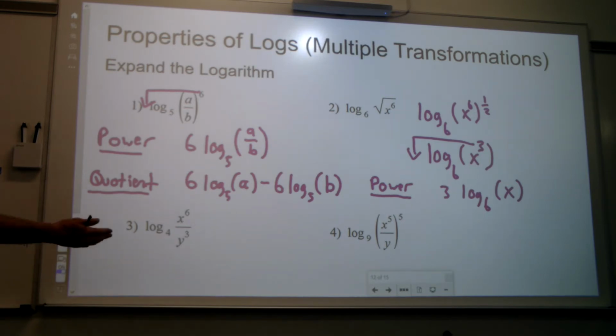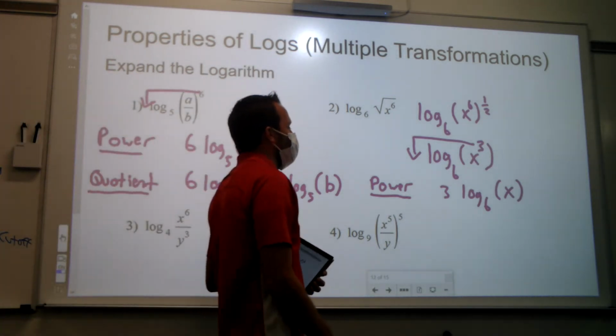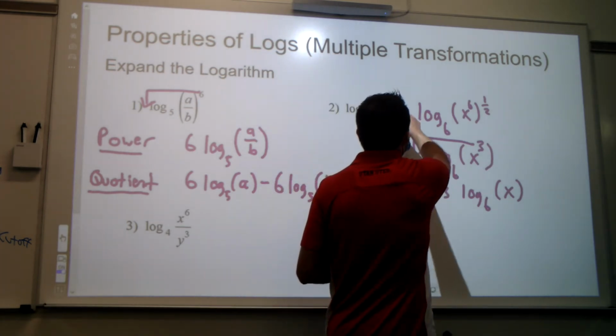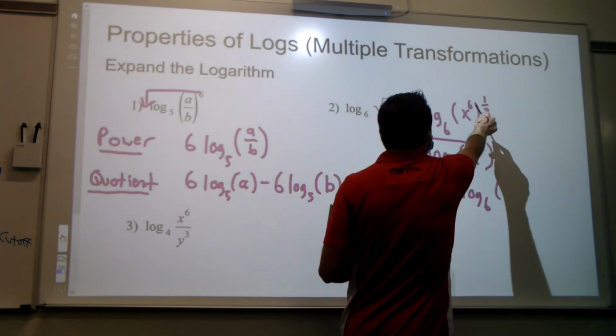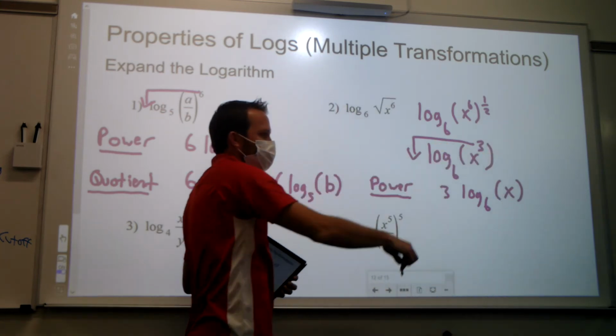So there you go. I only used one property there, but I had to do some simplifying first. The square root is 1/2 power. These multiply, 6 halves is 3, bring the 3 down. That's how you do it.